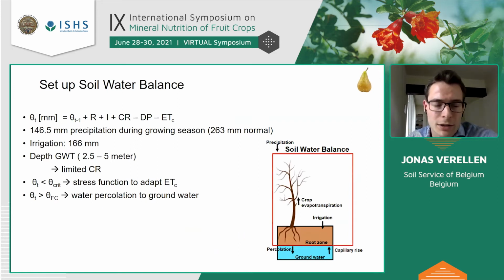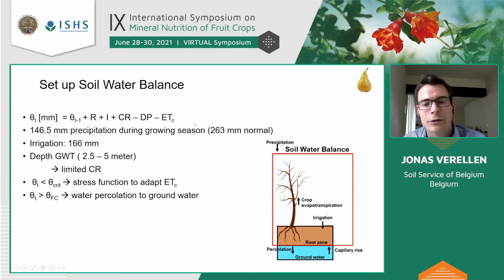Now the soil water balance will be discussed. As I said earlier, the soil water balance is the summation of all incoming and outgoing fluxes, which determine the soil moisture content, like rain, irrigation, and capillary rise, while deep percolation is subtracted, as is the crop evapotranspiration.